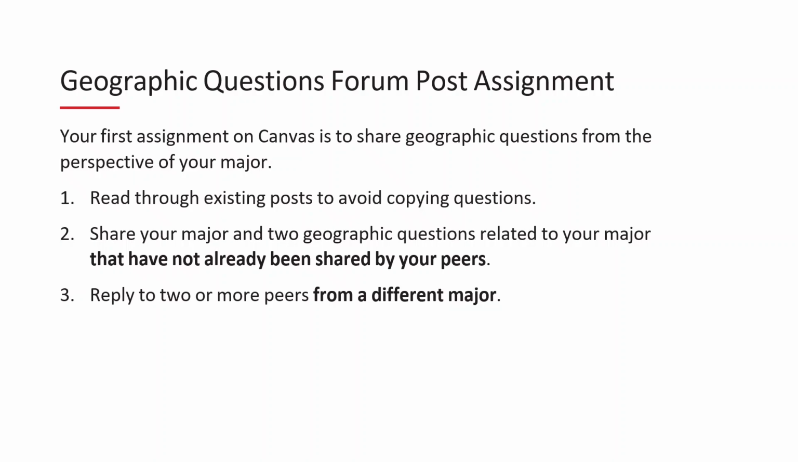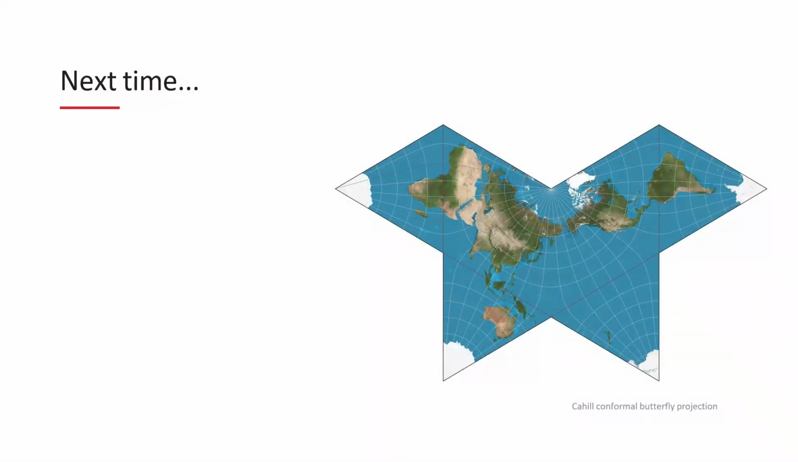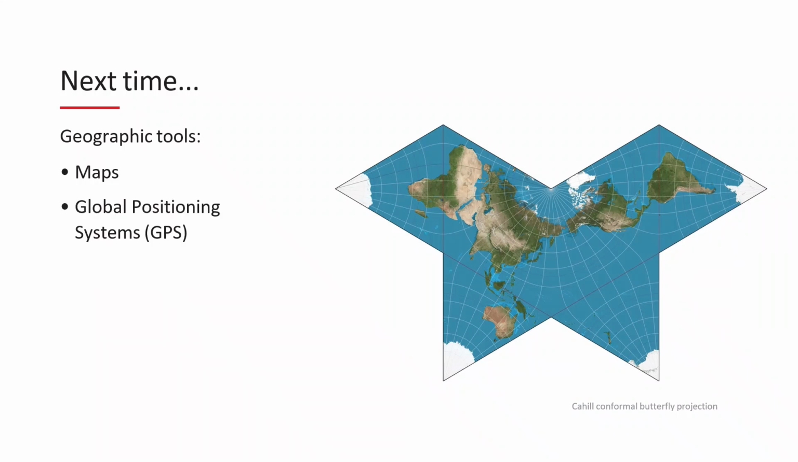In the next video, we will cover geographic tools, including maps, geographic positioning systems, also known as GPS, geographic information systems, or GIS, and remote sensing, which involves technologies like satellites or drones.